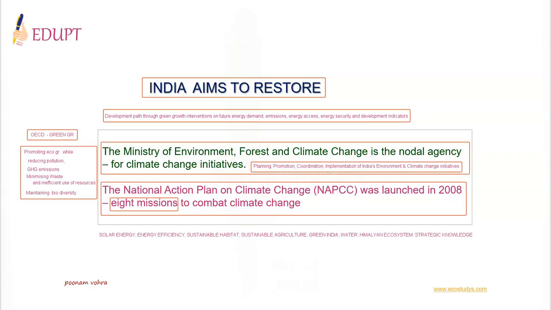The current 8 missions are in the areas of solar energy, energy efficiency, sustainable habitat, sustainable agriculture, green India, water, Himalayan ecosystem, and strategic knowledge. The government is proposing to set up new missions on wind energy, health, waste to energy, coastal areas, and also redesigning the National Water Mission and National Mission on Sustainable Agriculture.